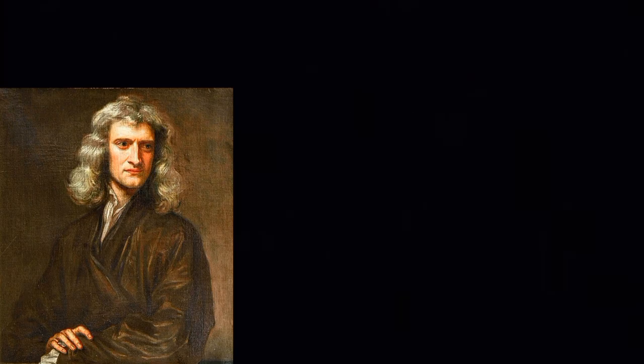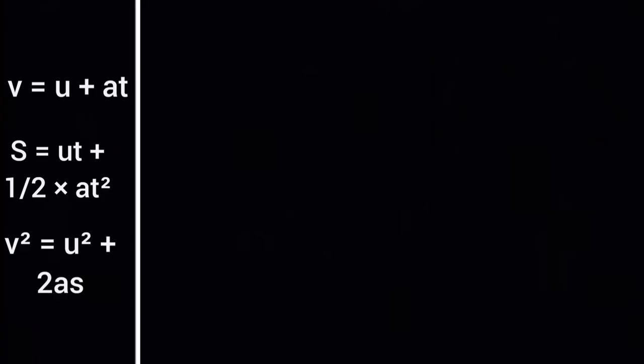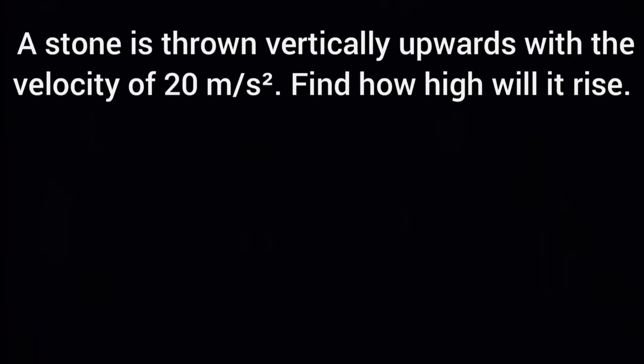All credit goes to this guy, who is known to discover gravity. These equations are often used to find these, in a question. Let's try one. A stone is thrown vertically upward, with a velocity of 20 meters per second. How high will it rise? According to the question, the stone was thrown vertically upward, with a velocity of 20 meters per second. Means the initial velocity equals 20 meters per second.